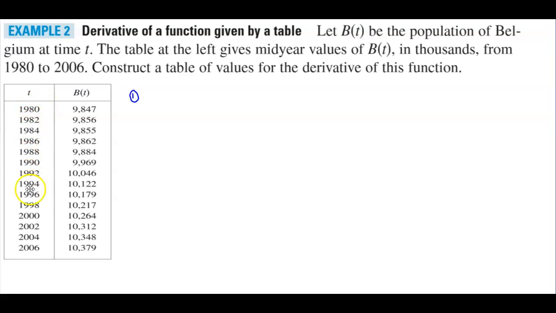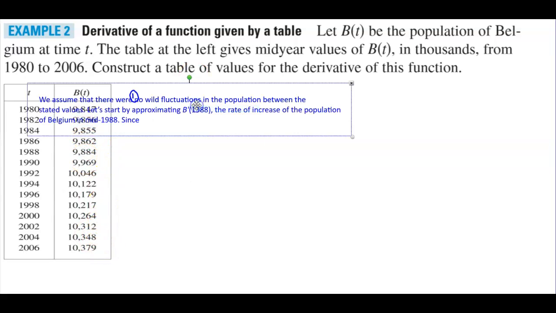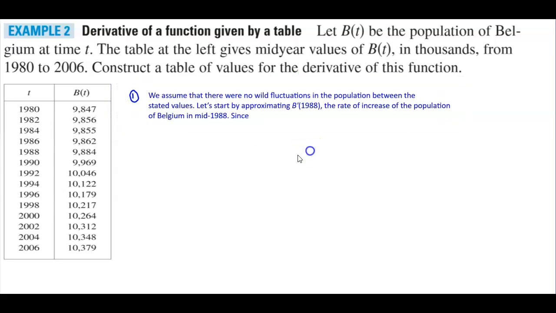So here, again, here's our values of t going from 1980 to 2006, and b of t is going from 9,000 all the way to 10,000. If we look at these outputs, we don't see any fluctuations that throw this off. So we assume there are no wild fluctuations in the population between the stated values, and let's start by approximating b prime of 1988, the rate of increase of the population of Belgium in mid-1988.